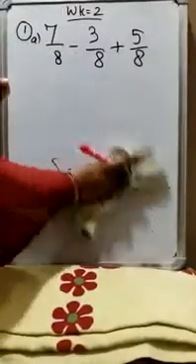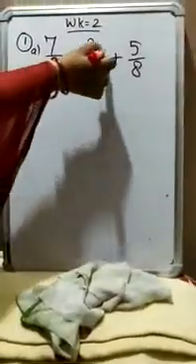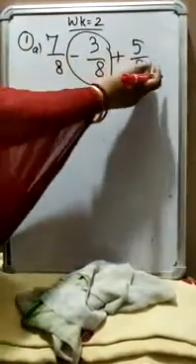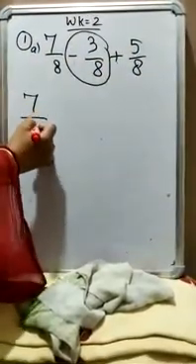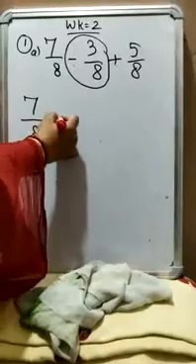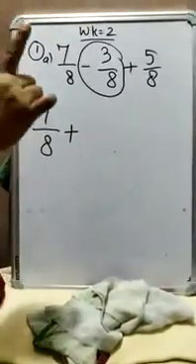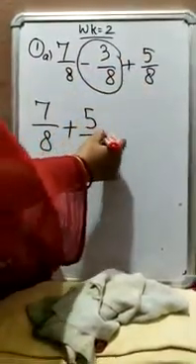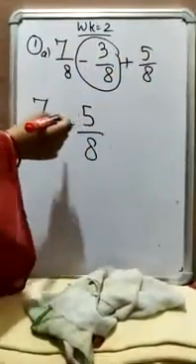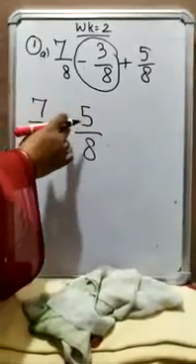Now for addition, let us see. This 3 by 8 has a minus sign, right? So we will arrange this so that the additions are put together. 7 by 8, no sign is there before 7 by 8, it means it is positive, plus 5 by 8. Okay, we put together 7 by 8 plus 5 by 8.